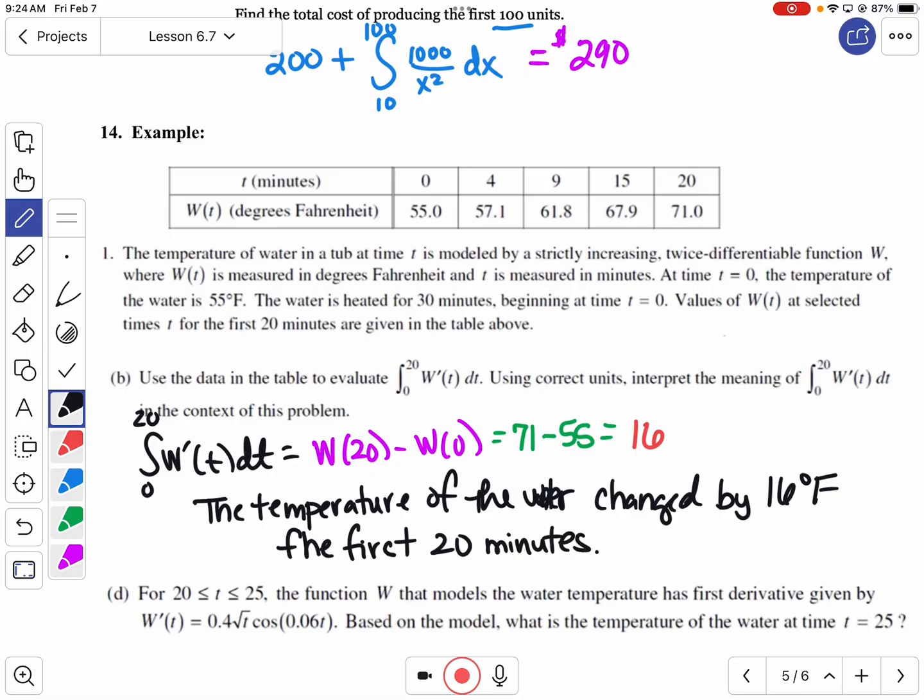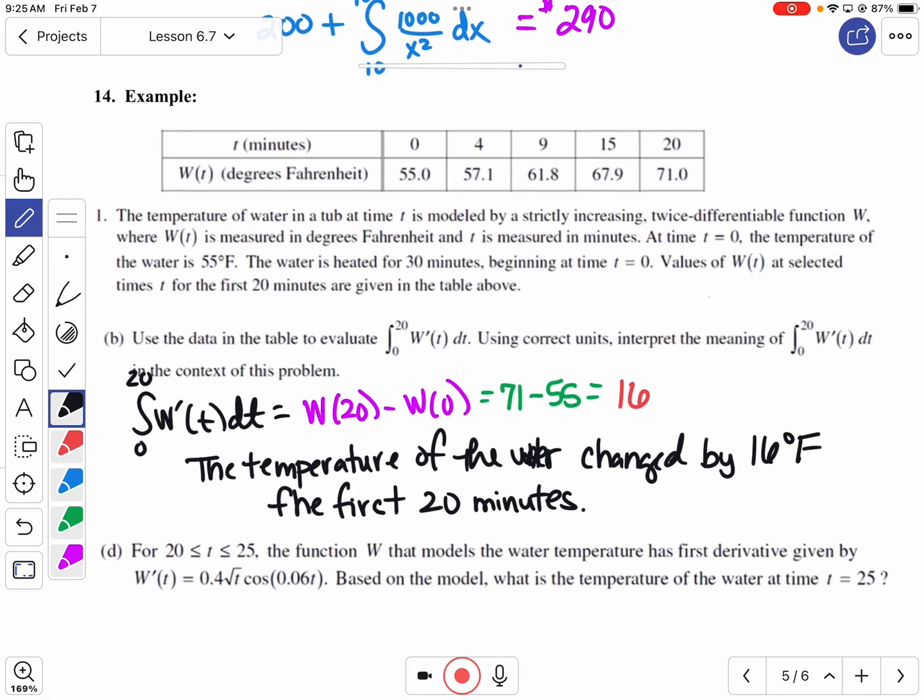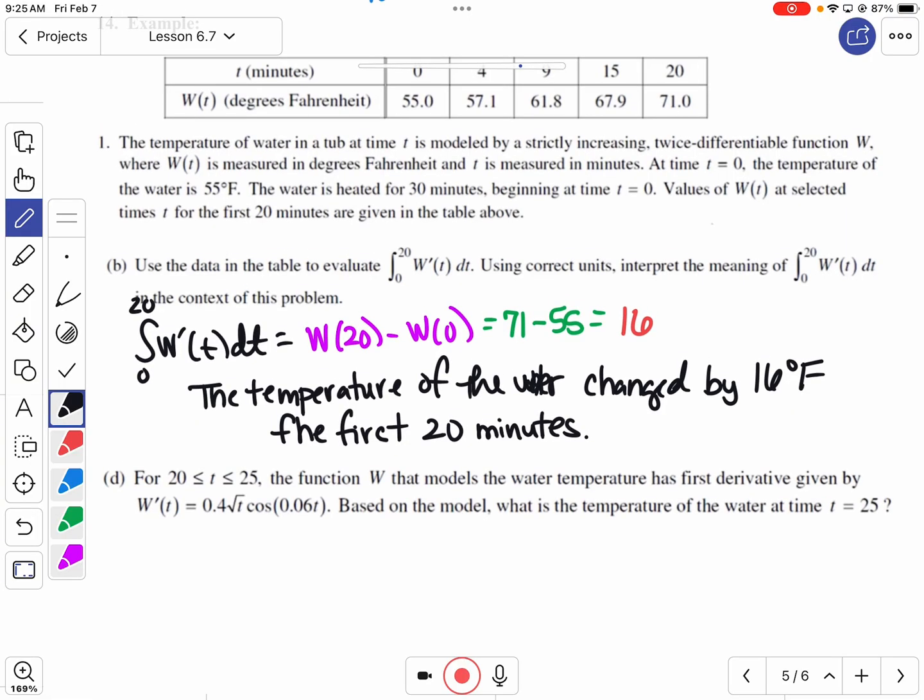Okay, so that's our explanation. All right. Okay. Now for part D. This is the actual part D, by the way.